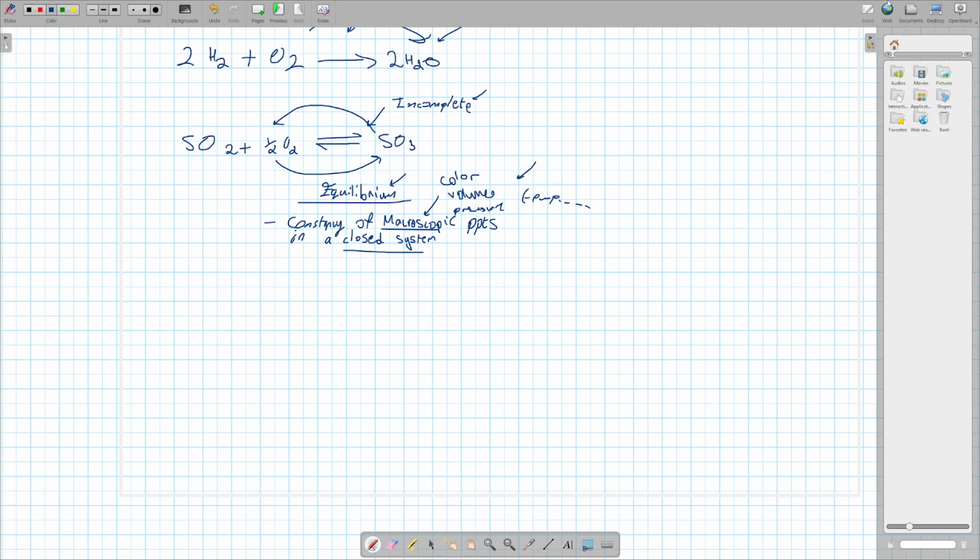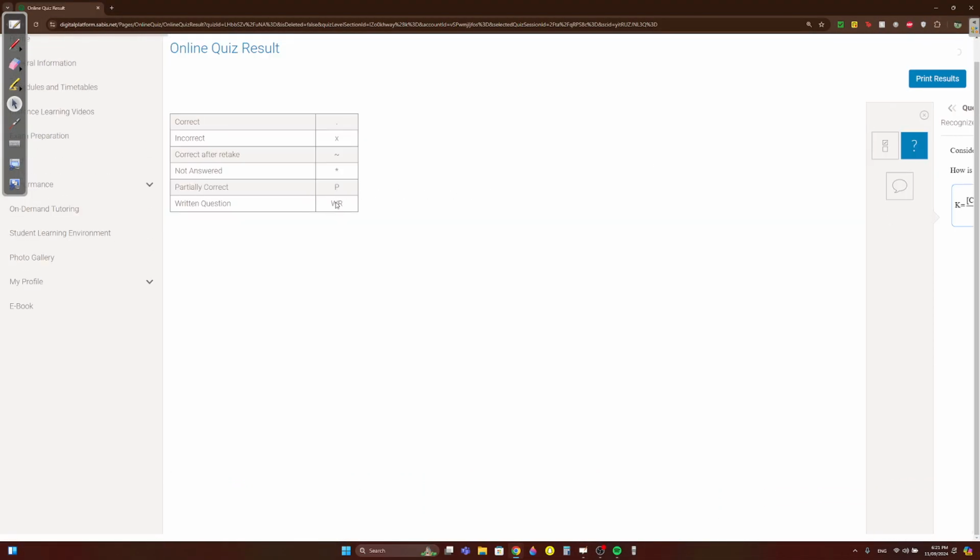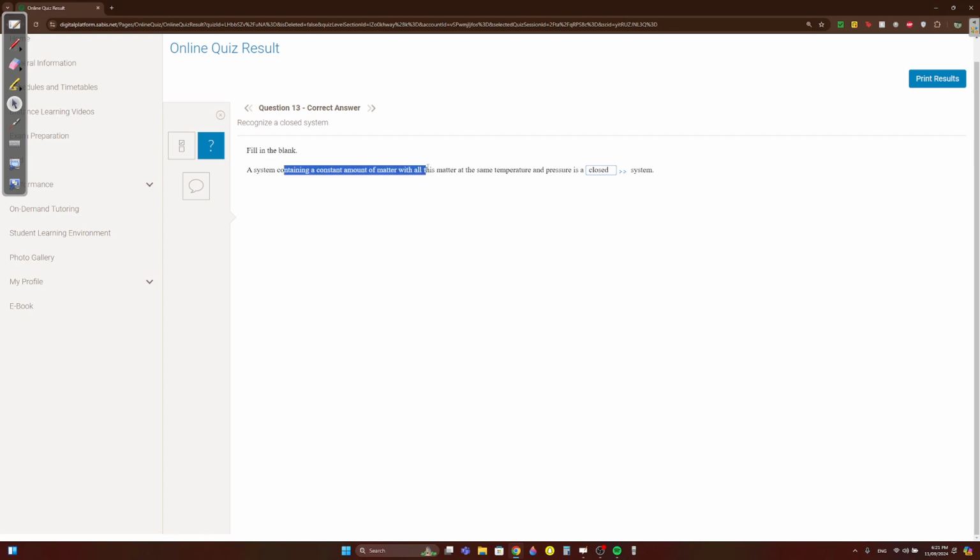Walid, what's a closed system? A closed system is very easy. The definition from the book is a system containing a constant amount of matter with all this matter at the same temperature and pressure. For example, the reaction of burning wood, a combustion reaction. You could say burning CH4 or whatever plus O2 to produce CO2 plus H2O. So you're burning something with oxygen.